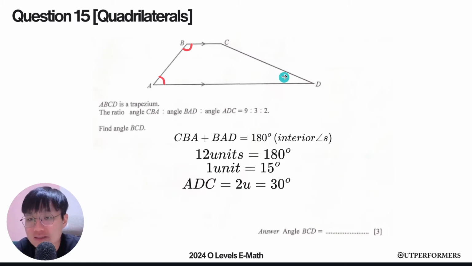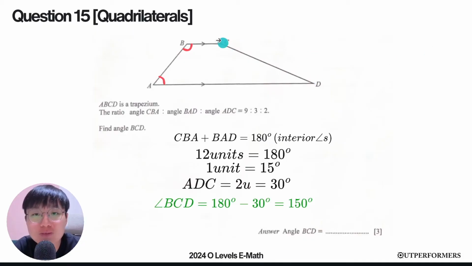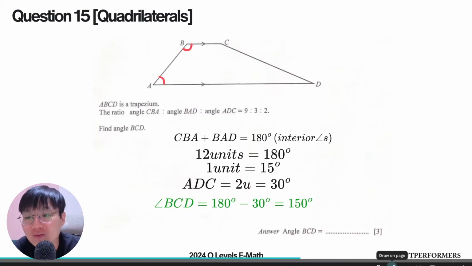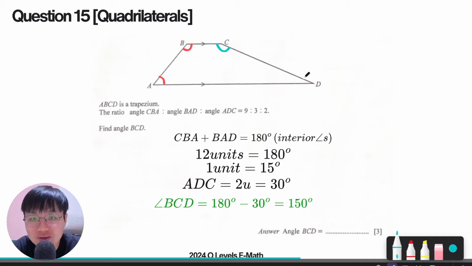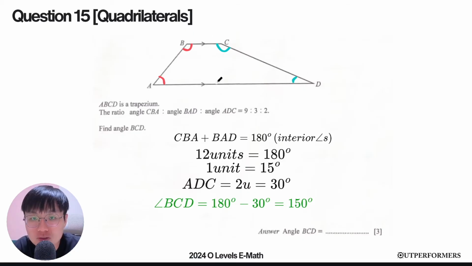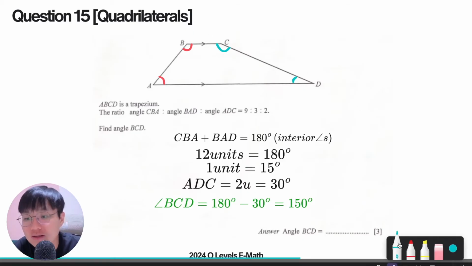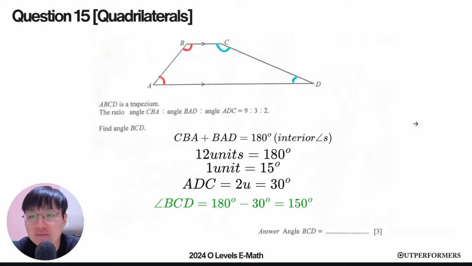Why is this part important? Because remember, you still have your parallel lines. So these two angles over here are going to also add up to 180. So let me color code with another color. This angle plus this angle, because it's between two parallel lines, is going to add up to 180 degrees. So I can take 180 minus 30 to get 150 degrees as my final answer here.